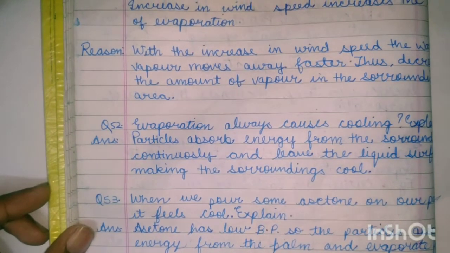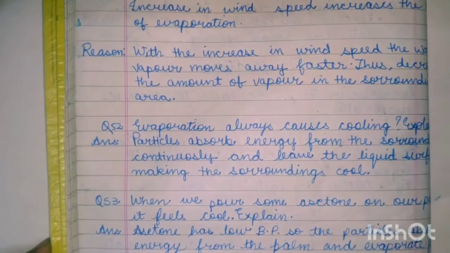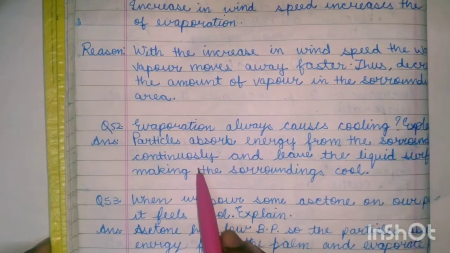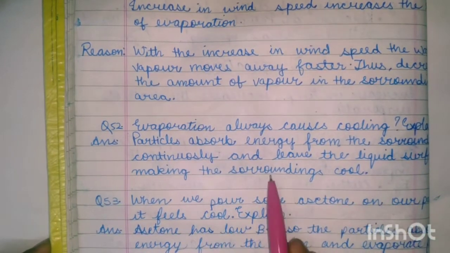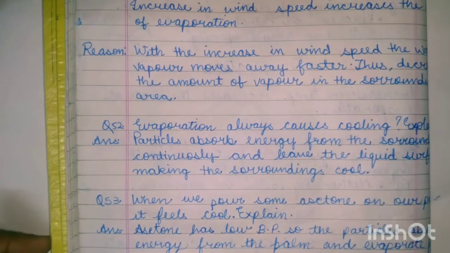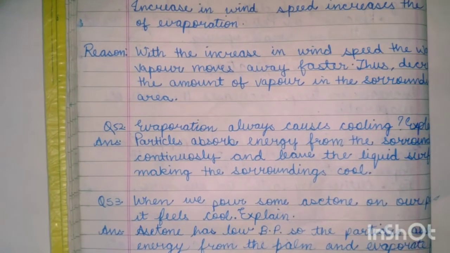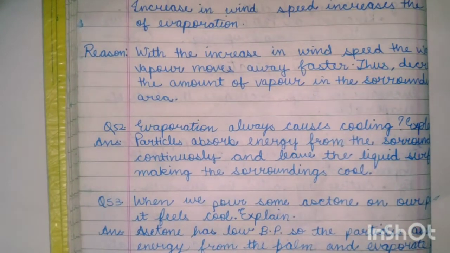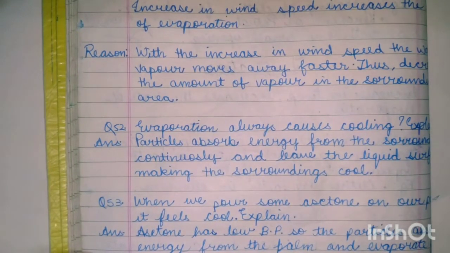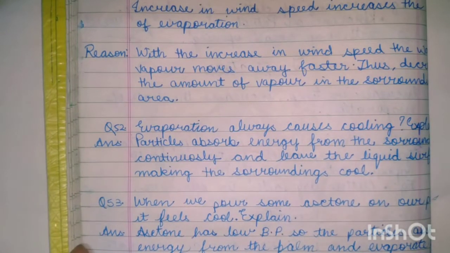Evaporation always causes cooling. Explain. Why does evaporation always cause cooling? Particles absorb energy from the surroundings continuously and leave the liquid surface, making the surroundings cool. They will take energy from your surroundings and leave the liquid surface and make the surroundings cool. For example, when you boil liquid in a beaker and put a plate on the beaker, after some time you will observe minute particles of water vapor on the back side of the plate.